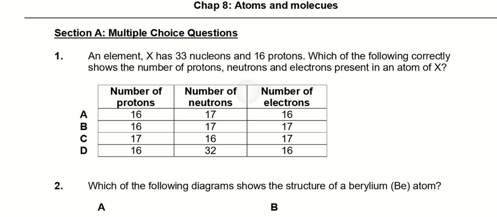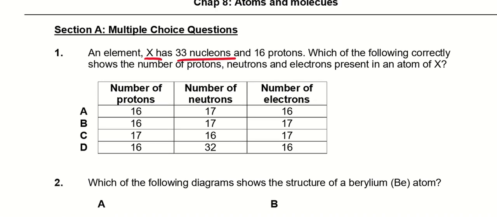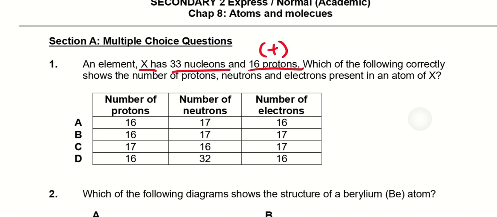Okay, element X has 33 nucleons, 16 protons. What is the charge of protons? Protons is positive. What other subatomic particles are there? Why are they called subatomic? Because after atom, they are the sub one. They are the ones that form the atoms.